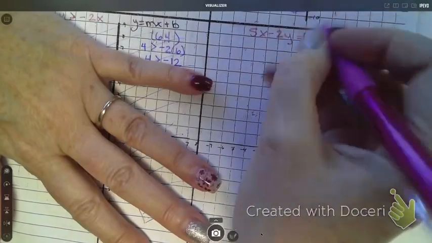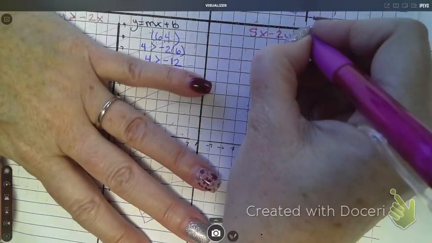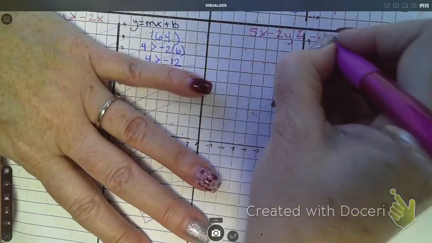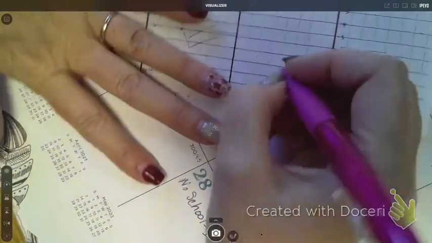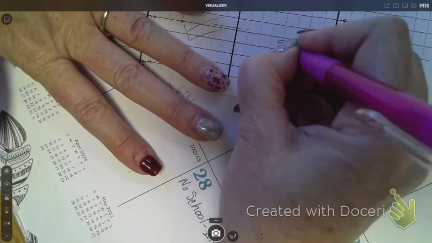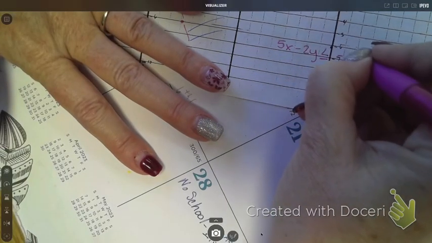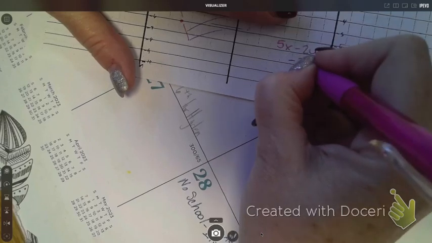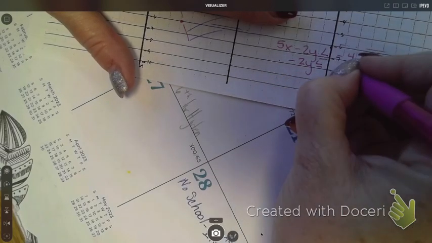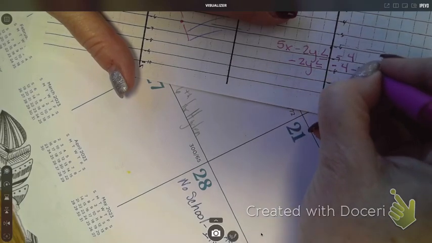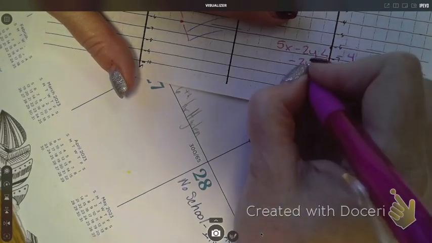Okay, so subtract 5x. I erased part of it. Subtract the 5x. I'm going to do it down here. So 5x minus 2y is less than or equal to negative 4. Okay, so I subtract 5x. Negative 2y is less than or equal to negative 4 minus 5x. And then you divide it by negative 2.